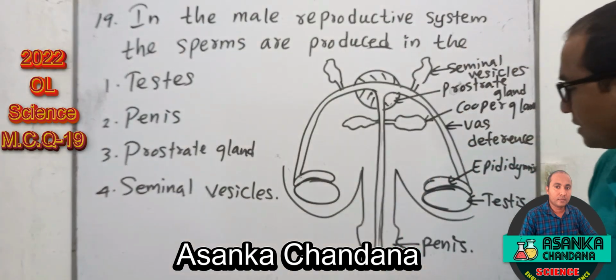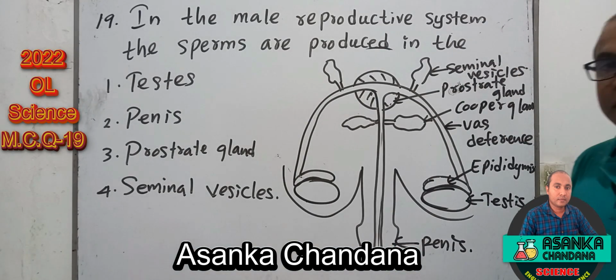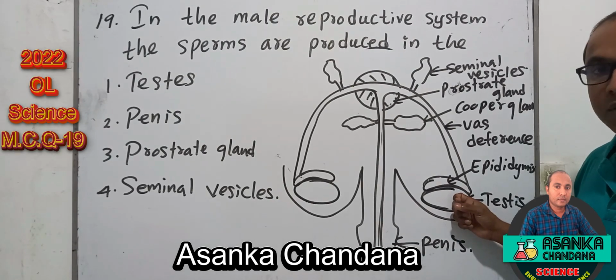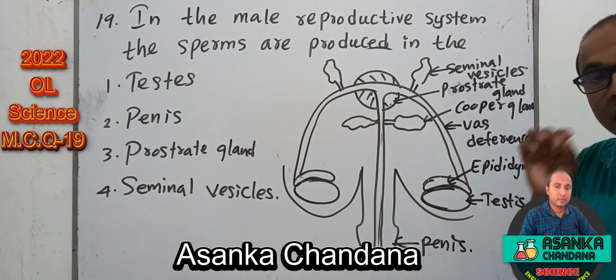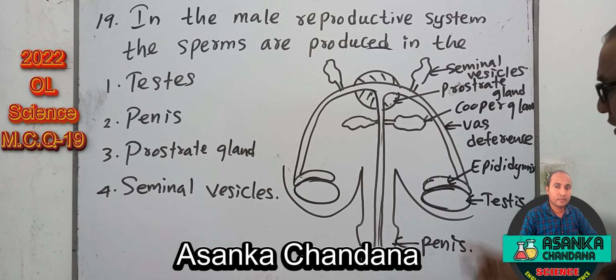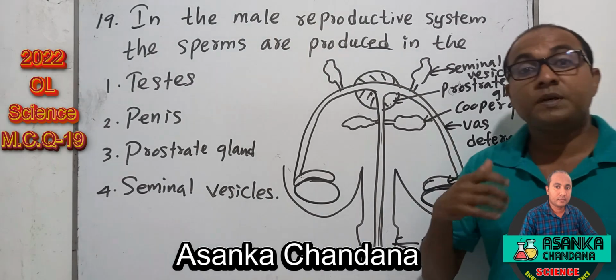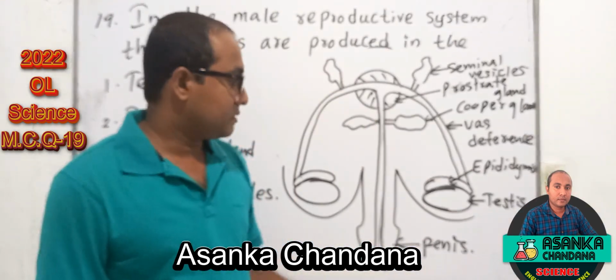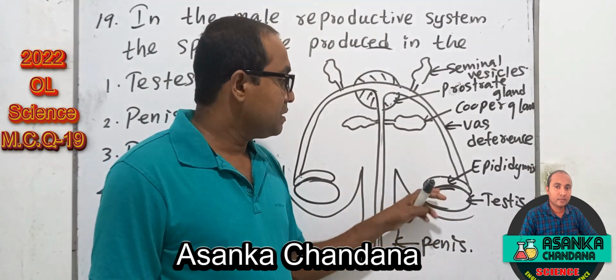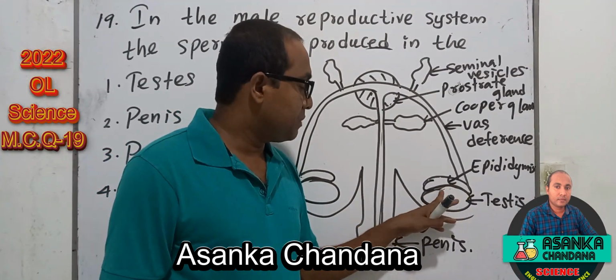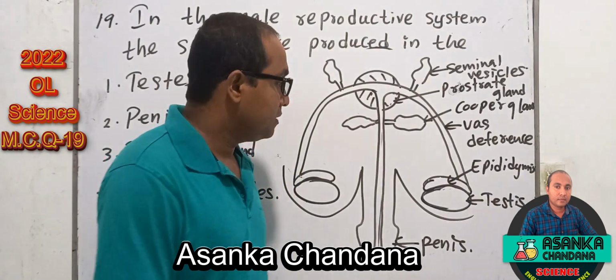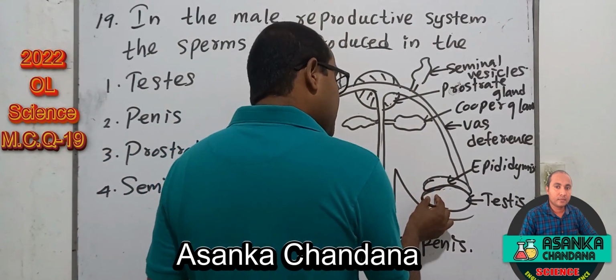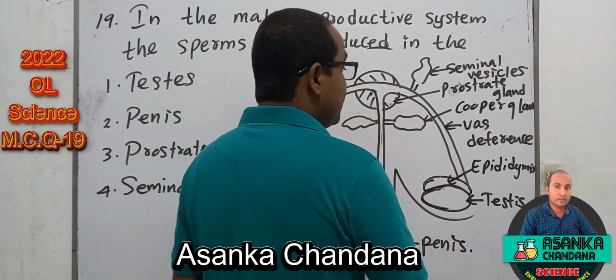Right now, the answer for this question is answer number 1, testis, because sperms are produced in the testis. Now, when we consider the testis, the testis contains sperm mother cells. You already learned about this in the theory, right? The testis contains sperm mother cells, and the sperm mother cells produce the sperms.